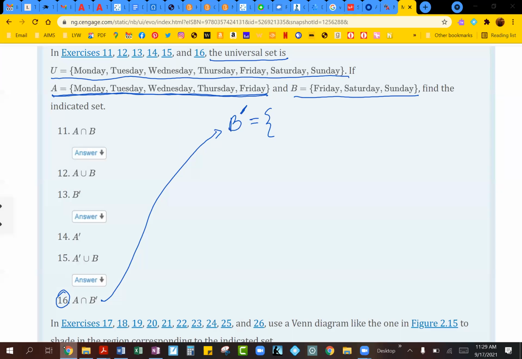So when we're talking about B prime, since B itself has Friday, Saturday, Sunday, that means if you look at your universal set, since Friday, Saturday, and Sunday are part of B, I cannot use them. So that means I can only use Monday, Tuesday, Wednesday, and Thursday in my B prime set.